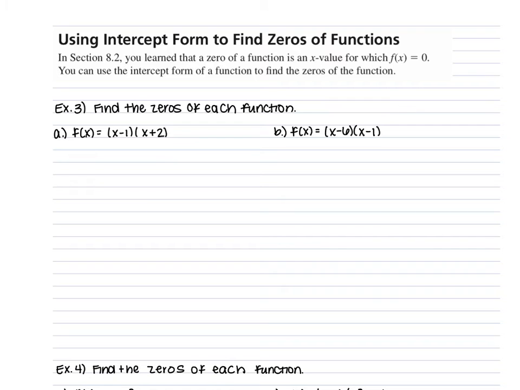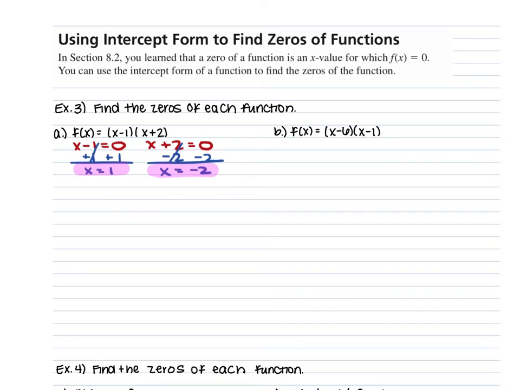For example, 3a, we have f of x is equal to x minus 1 times x plus 2. So we take that x minus 1, we set it equal to 0. We take that x plus 2, we set it equal to 0. For x minus 1 is equal to 0, add the 1 to both sides, and we get that x is 1. For the x plus 2 is equal to 0, subtract the 2 from each side, and we get that x is equal to negative 2. So your zeros here are x is equal to 1 and x is equal to negative 2.